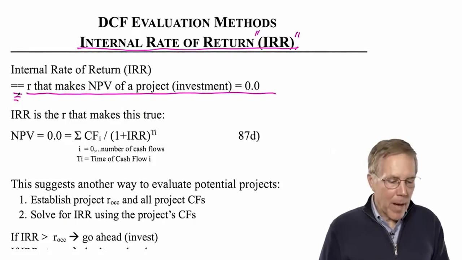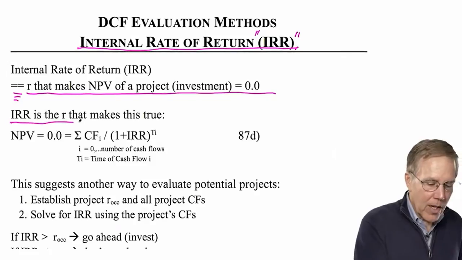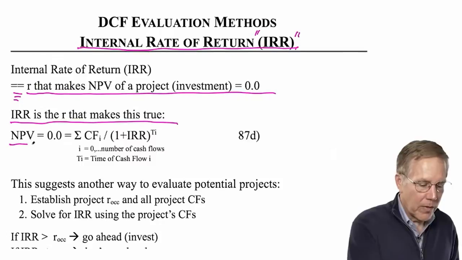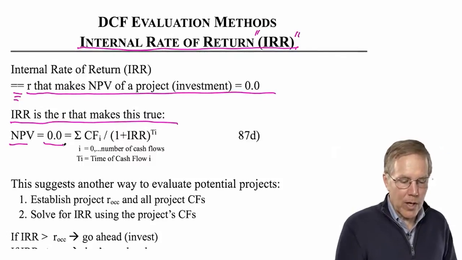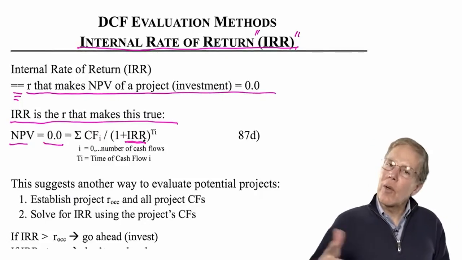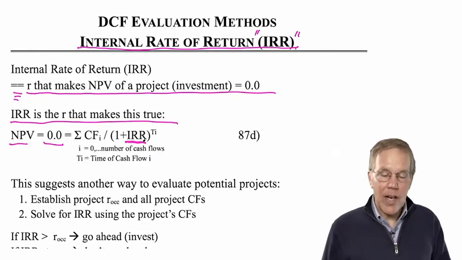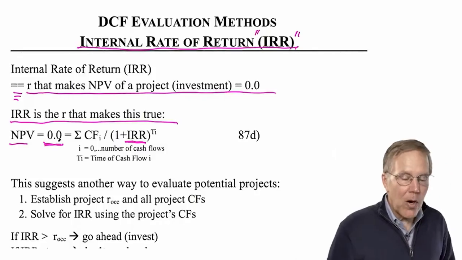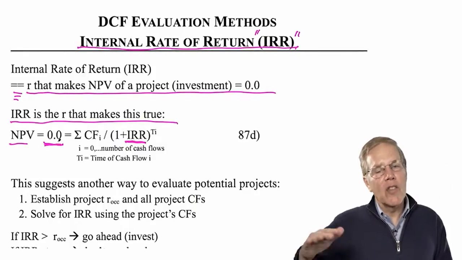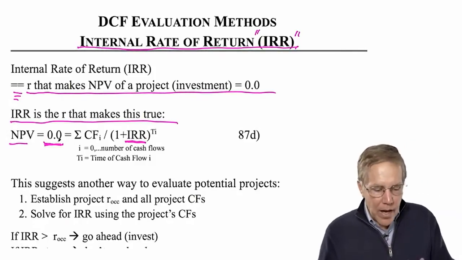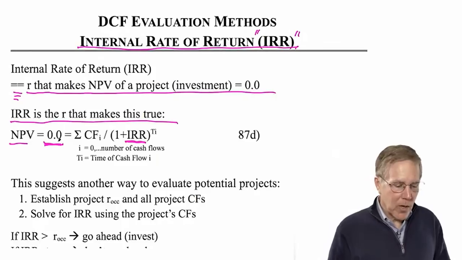So what do we mean by that mathematically? IRR is the interest rate or discount rate that makes this equation true. NPV equals 0 equals our usual NPV equation, except now, instead of opportunity cost of capital, I've put IRR in there. So we're going to play around with that interest rate until we find the one that makes this equation true, that makes the sum of all the project cash flows, time normalized, add up to 0. Okay, so this gives us another way to evaluate potential projects.